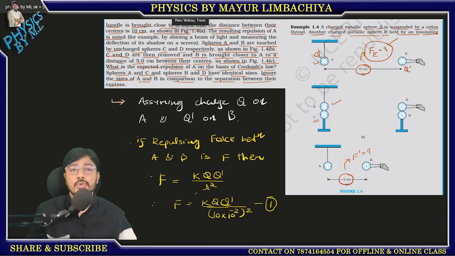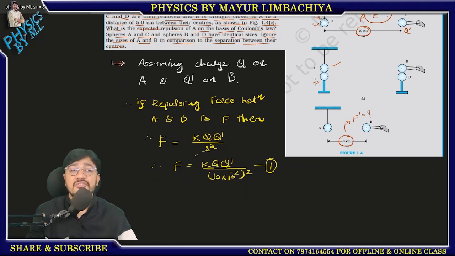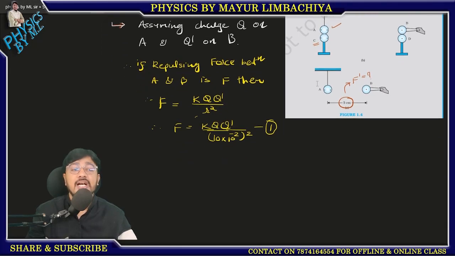Now what we have to do is touch an uncharged sphere C to A and uncharged sphere D to B, as shown in figure 1.4b. Look at that. Suppose we have assumed that the charge on sphere A is Q and the charge on sphere B is Q dash.